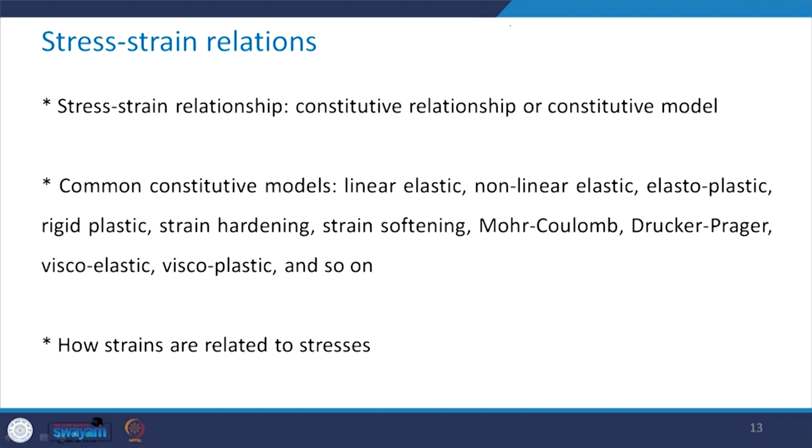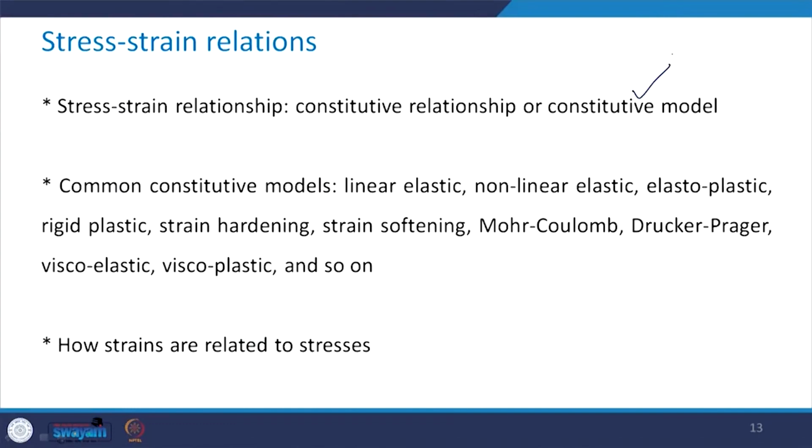Coming now to the stress strain relationship. You know that the stress strain relationship is also known as the constitutive relationship or the constitutive model. Common constitutive models that you must have heard of include linear elastic, non-linear elastic, elastoplastic, rigid plastic, strain hardening, strain softening.